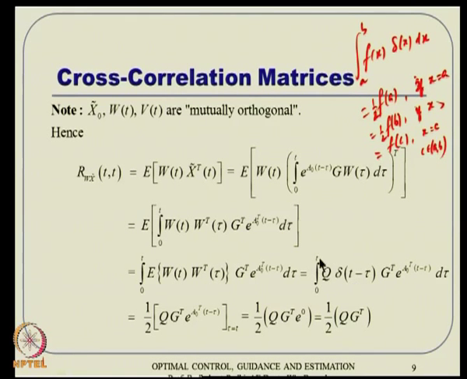This is a limit of the interval, and because of that the half term will come. And because it has to be evaluated at tau equal to t, which is 0, that means e to the power 0 is identity. So, we will end up with something like this.